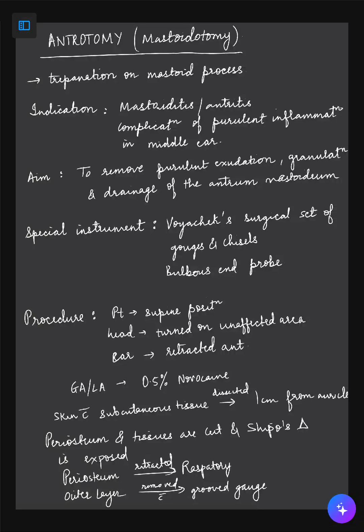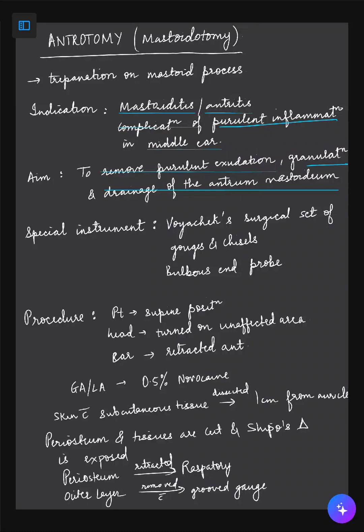Now, next is antrotomy, which is mastoidotomy. Now, trepanation on mastoidotomy, how is it done? Mastoid process. Indication is if there is mastoiditis and otitis. What would be the complication? The complication of purulent inflammation in the middle ear. Okay. What is the aim? Aim is to remove the purulent exudation, granulation and drainage of the antrum mastoideum.